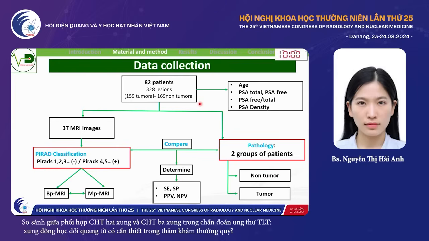In addition to the data on patient age and PSA, we also collect the data on image and the pathological result. On image, we calculate the PI-RADS score for both biparametric and multiparametric MRI, and we categorize PI-RADS 1, 2, 3 as negative and PI-RADS 4, 5 as positive for prostate cancer. And then we compare them with the pathological result to determine the diagnostic value.